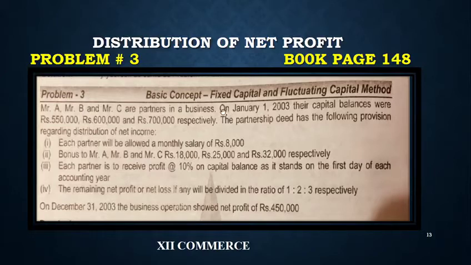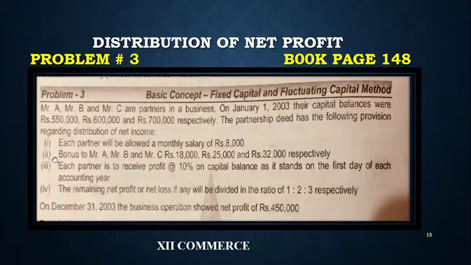You must highlight the points I'm telling you. Focus on your date, focus on the capitals which are given, and we have three partners. Capital of A 550, B 600, and C 700. The partnership deed has the following provision regarding the distribution of net income.